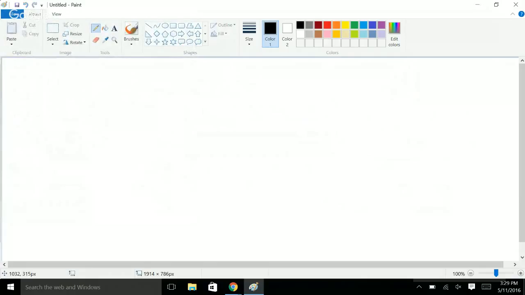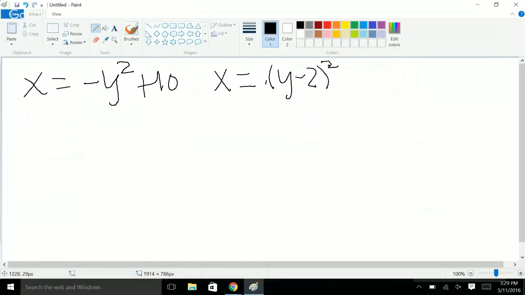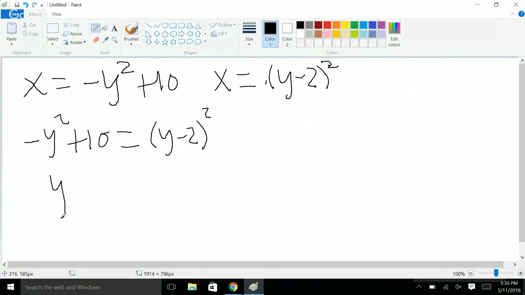Our second example is to find the area enclosed between x equals negative y squared plus 10 and x equals y minus 2 squared. This time we will use the right minus left formula because we are finding the area with respect to the y-axis. So again, we need to find our endpoints. Negative y squared plus 10 equals y minus 2 squared. And this gives us y equals negative 1 and y equals 3.